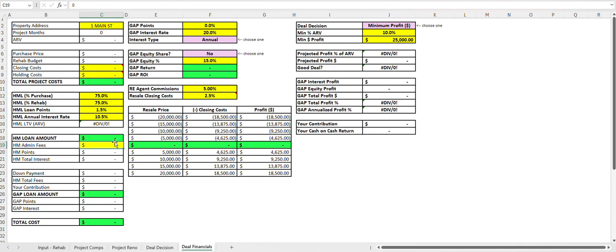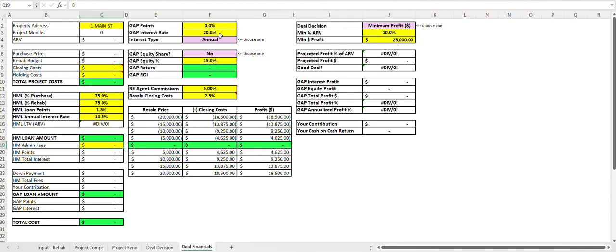You also have in the yellow your admin fees. These are fees that your hard money lender is going to charge that aren't otherwise accounted for, including courier fees, legal fees, underwriting fees, all these small fees that they add in when you secure their loan. This is where you're going to input that information.